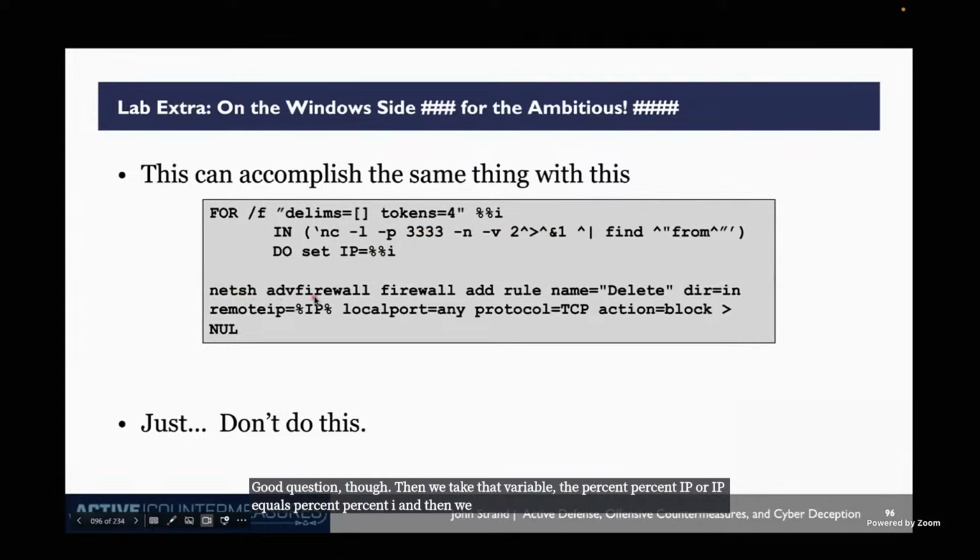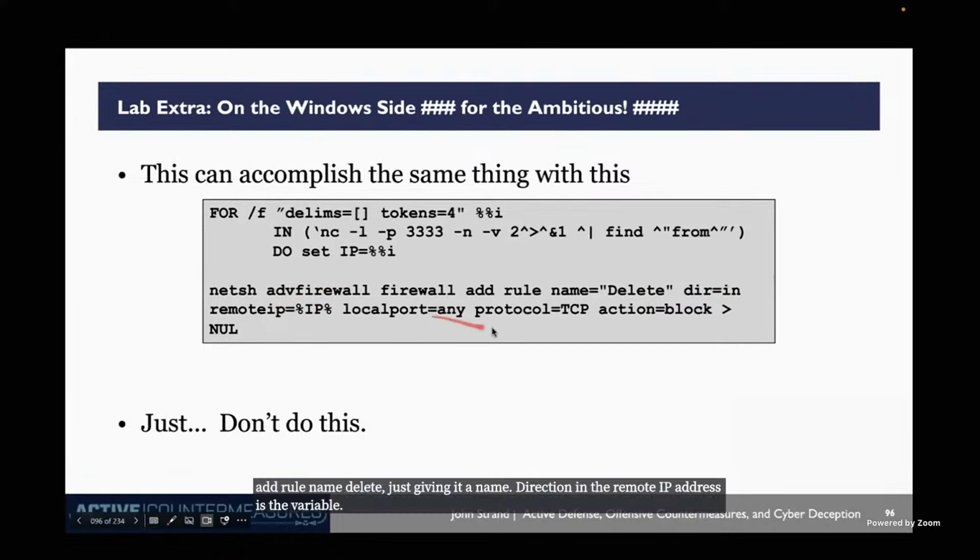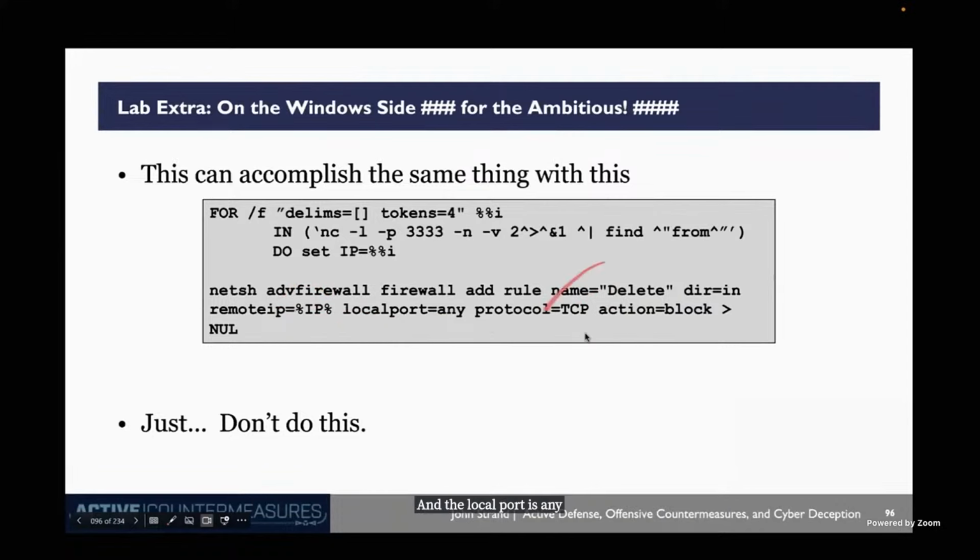Then we take that variable, IP equals percent I, and then we start netsh advfirewall, add rule name delete, just giving it a name, direction in, the remote IP address is the variable, and the local port is any, protocol is TCP, action block, and we're done. So yeah, you totally can do this.